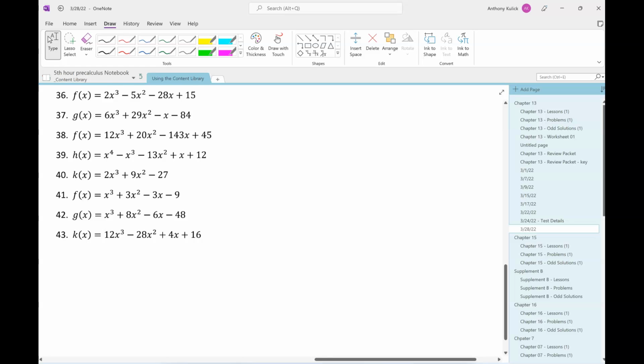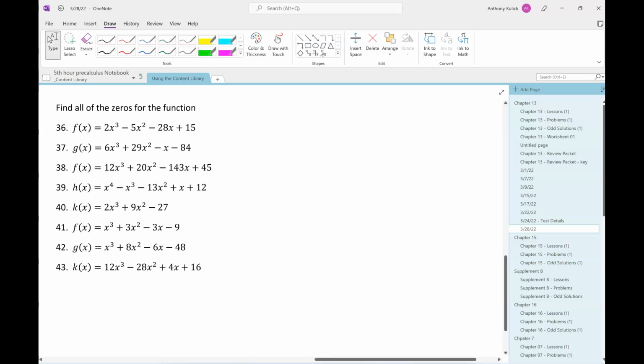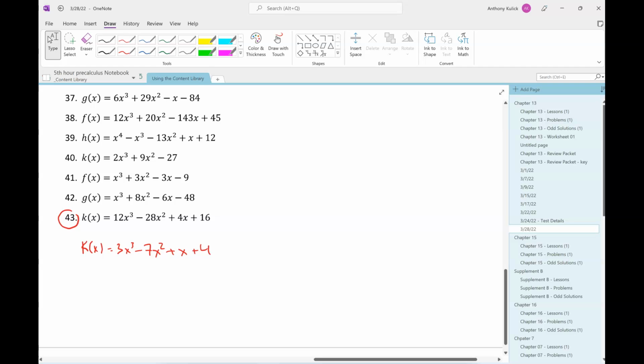Okay. So it says find all the zeros for the function. One thing I notice straight away that can make my life a little bit easier, if I look at all the coefficients there, what do you notice? Yeah, for 43, they're all divisible by 4. So I would probably straight away just divide everything by 4, as that's going to make my life a little bit easier if the numbers are a little bit smaller, right?